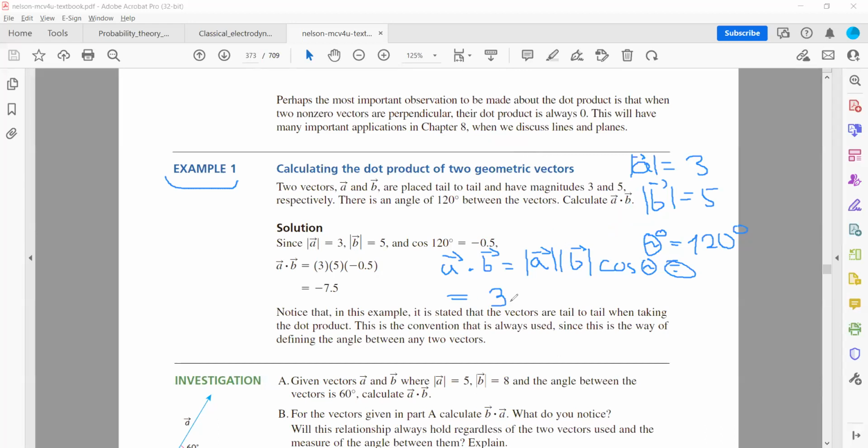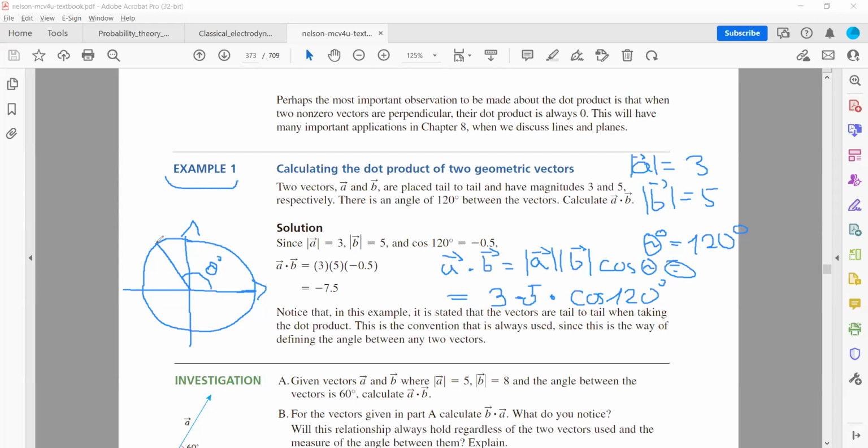The modulus of vector A, 3, times 5 times cosine 120 degrees. And let's remember that if we sketch our circle for all the sine and cosine values, cosine 120 degrees, starting from point 0, will be in the second quadrant. It's going to be somewhere here. This is our angle theta, 120 degrees.